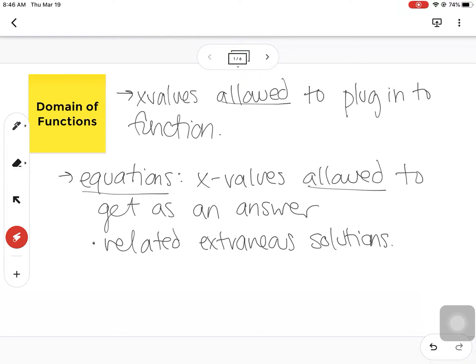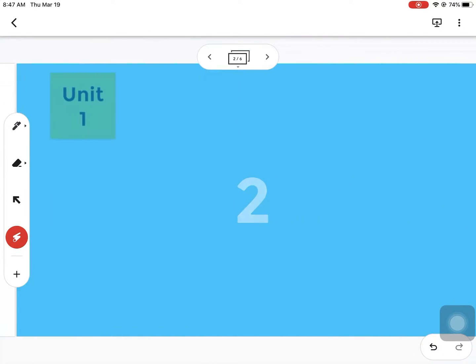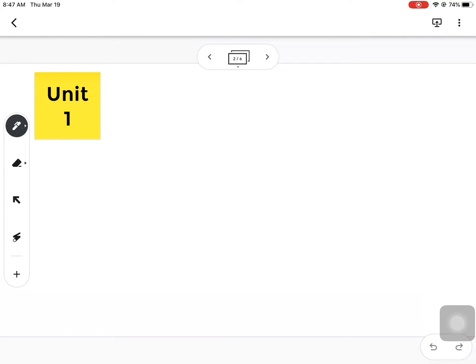What I'm going to do here is just go through each chapter, kind of remind you what those equations looked like, and then talk about typically what the domain of those functions would be. In Unit 1, going way back, we talked primarily about one type of function. We talked about linear functions.